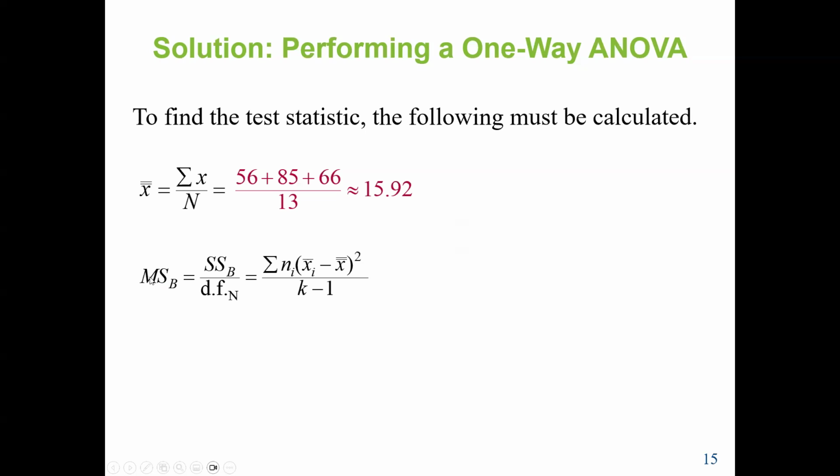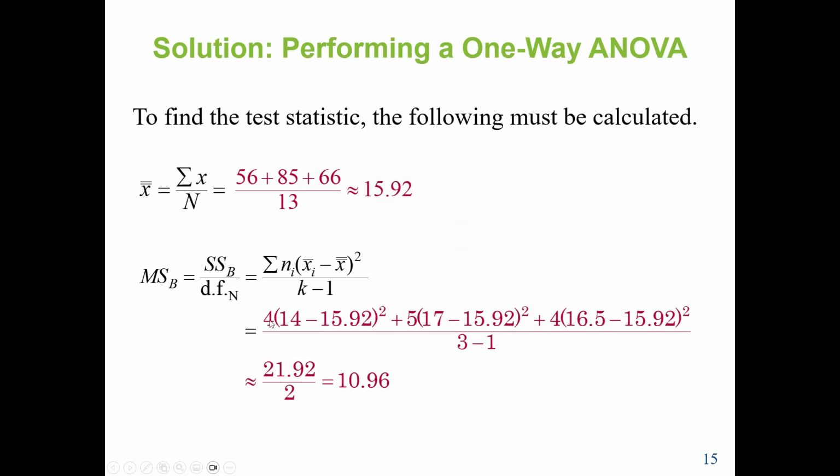Then we find the MSB, which is SSB over DFN. To look for SSB, it is the sum of n_i times (x̄_i minus x̄) squared, over k minus 1. So we plug in the values. Again, we have 3 samples here. So we have 440 minus 15.92 squared plus 517 minus 17.92 squared plus 416.5 minus 15.92 squared. Then we divide by 3 minus 1.